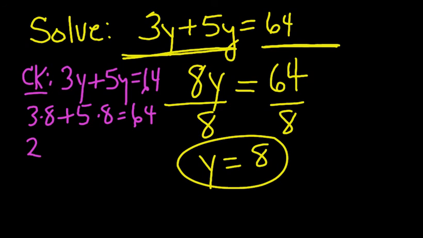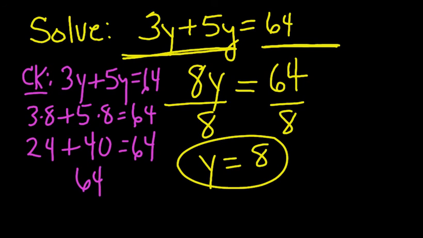Well, 3 times 8 is 24. 5 times 8 is 40. So yeah, that's going to equal 64. Solving equations, you can simplify each side first.